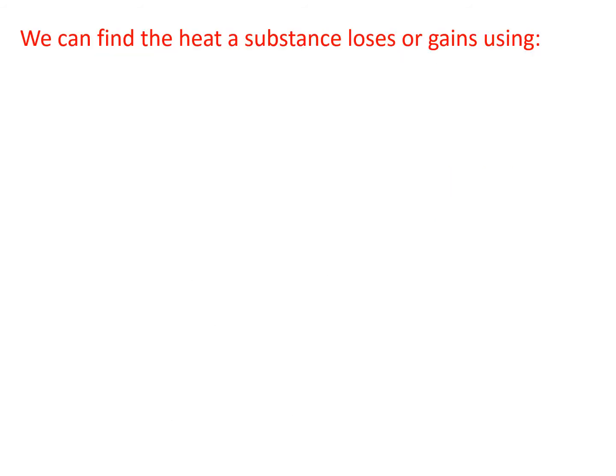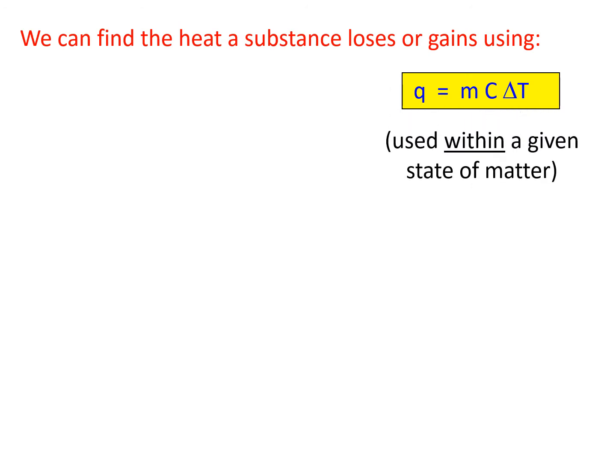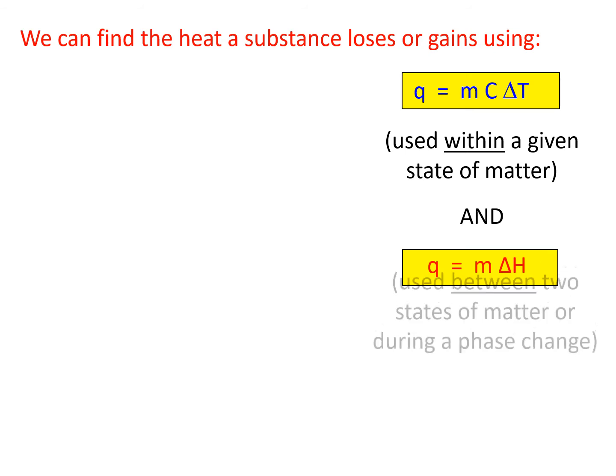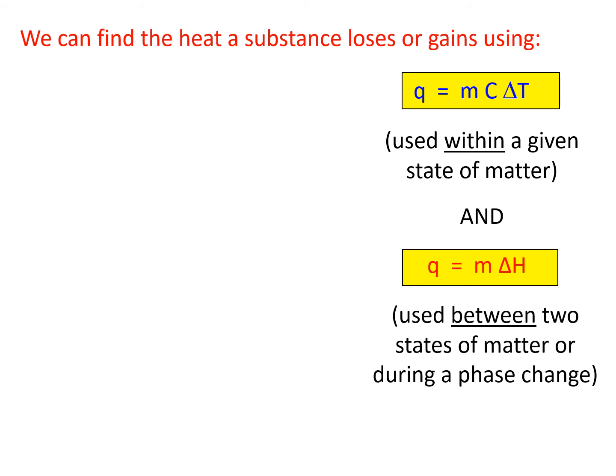So we can find the heat a substance loses or gains by using the equation for heat. Heat is mass times specific heat times the delta T. And again, you have to use it within the state of matter, solid, liquid, or gas, but it's not changing. If you have a physical change, you use this formula. Notice it does not have the delta T. It's just mass times the enthalpy. So you use that between two states of matter or during a phase change.